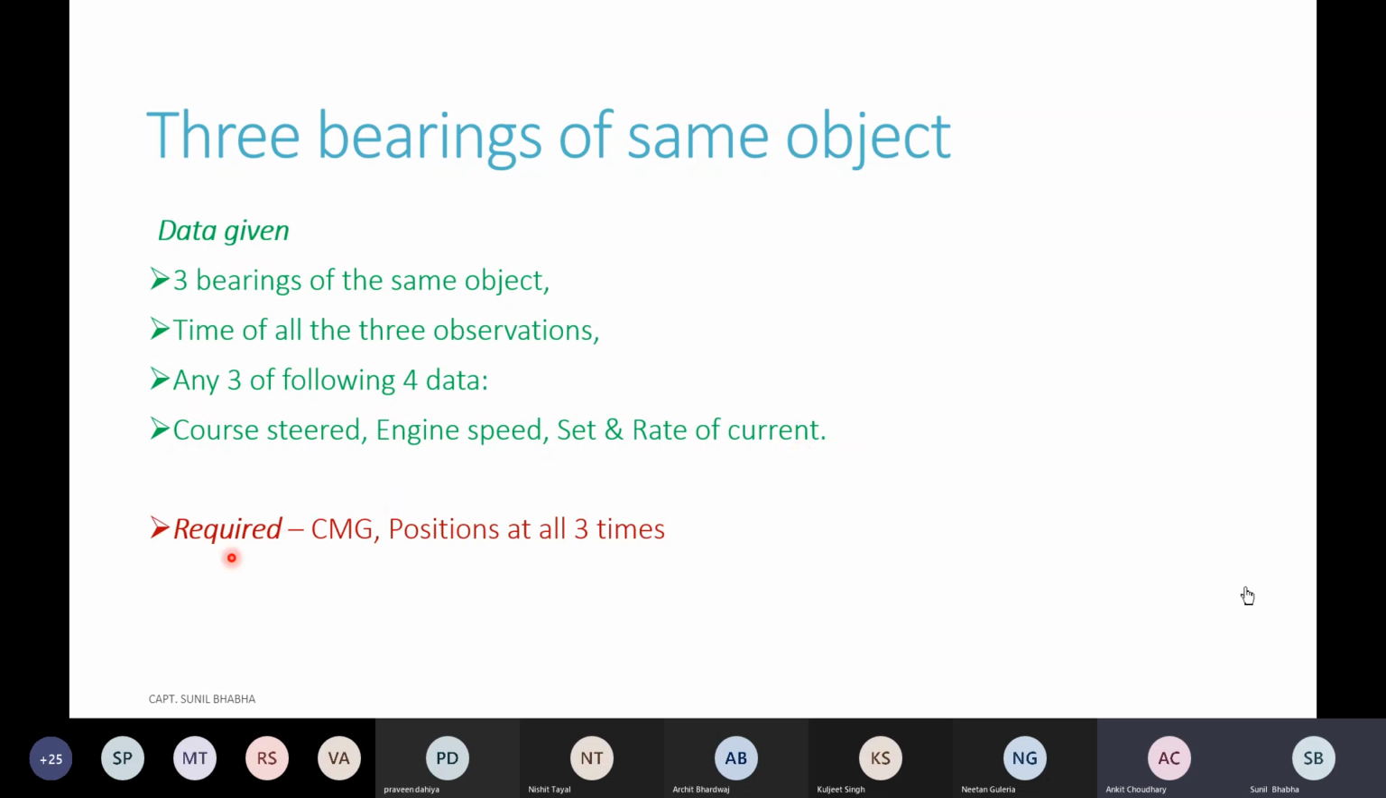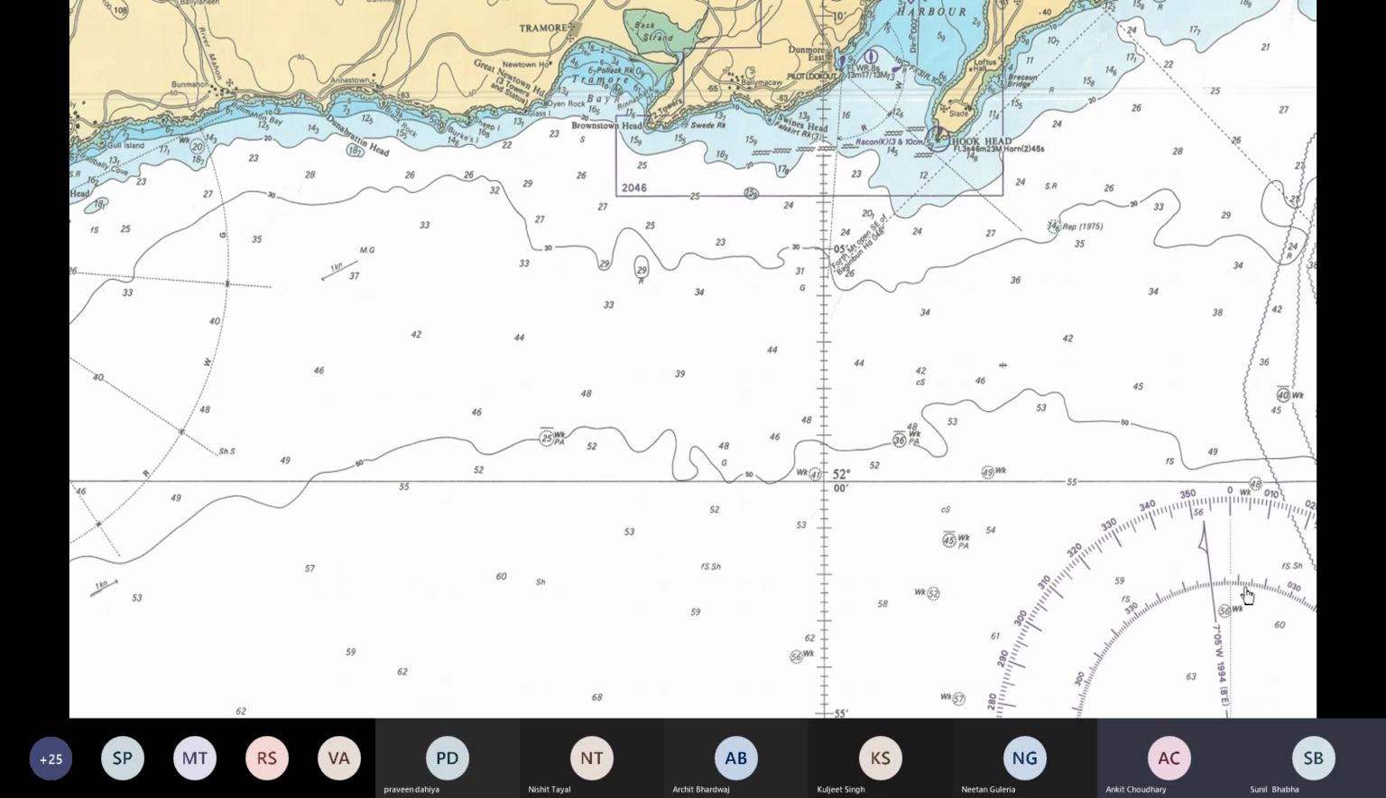What we are required to find out is the course made good and also the positions of the ship at all the three times of observation. Now let's try to understand this concept by solving a practical question on the chart.